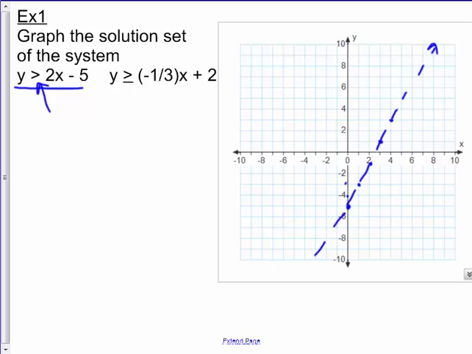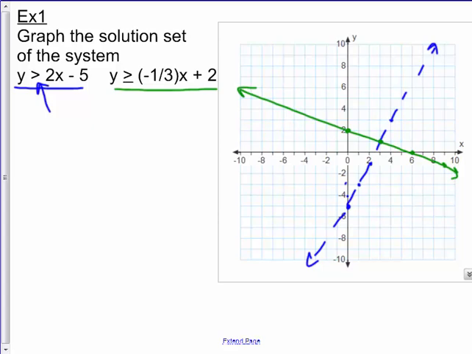I'm going to graph the other one here. Y is greater than or equal to -1/3 x plus 2. So I'm going to start at 2. I'm going to go down 1 over 3, down 1 over 3. In this case, I'm going to have a solid line because it is or equal to.